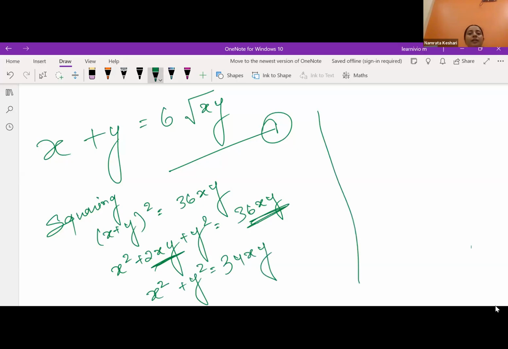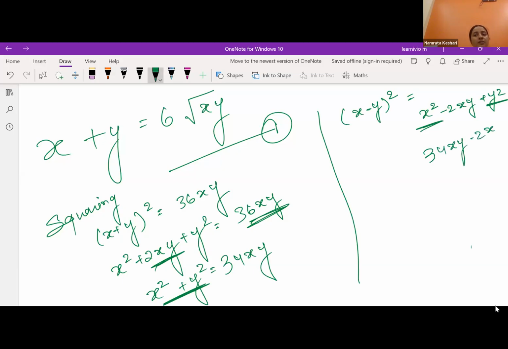Let's use the other identity, that means the x minus y whole square formula. So x minus y whole square is x square minus 2xy plus y square. There we are using this x square plus y square, that is 34xy. So x square plus y square is 34xy, minus 2xy, that is 32xy. So we ended up getting that x minus y whole square is 32xy. That means x minus y is root of 32xy.